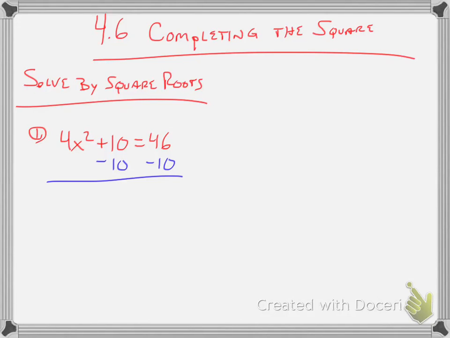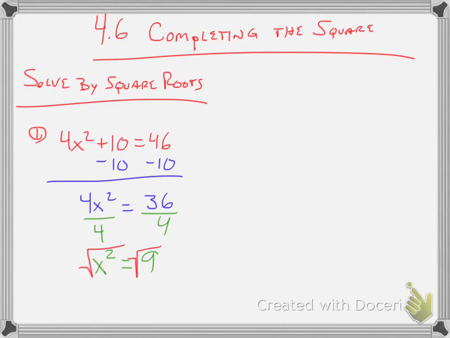First I'm going to subtract the constant that's being added to it. And so I have 4x squared is equal to 36. And then I have to get rid of that 4 because I've got to get the term that's being squared by itself. And it's only the x that's being squared here. So I first have to divide by 4, and that's going to be x squared is equal to 9. And then I'm going to take the square root of both sides.